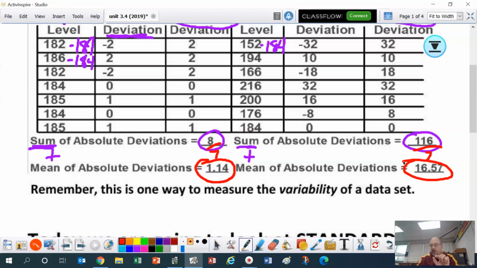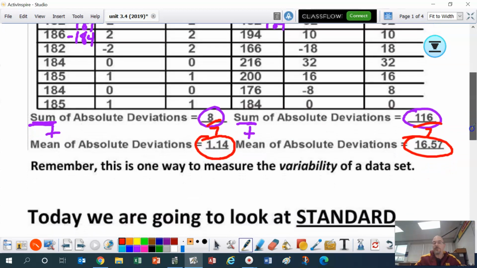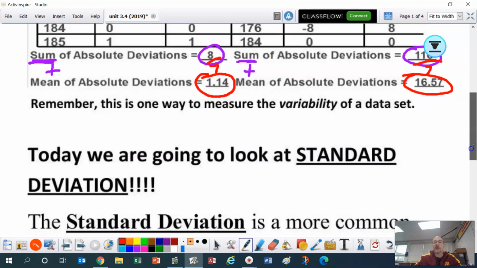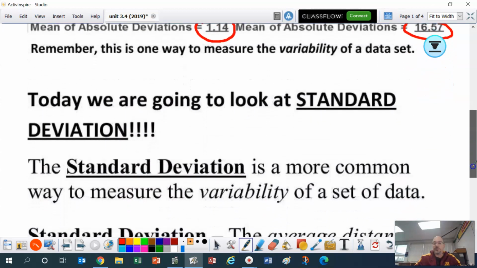The smaller the number, the closer it is to the mean. The bigger the number, the further away it is from the mean. Remember how I talked about in the video how that can help the doctors out. But today what we're going to look at is standard deviation.